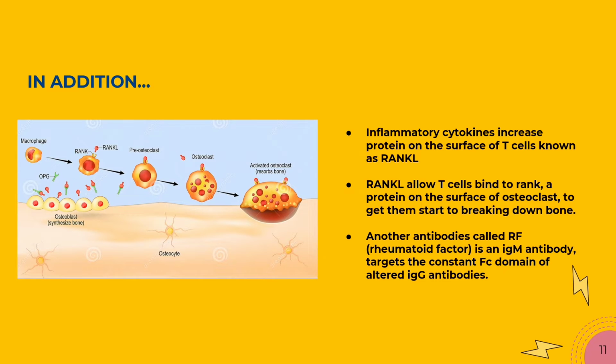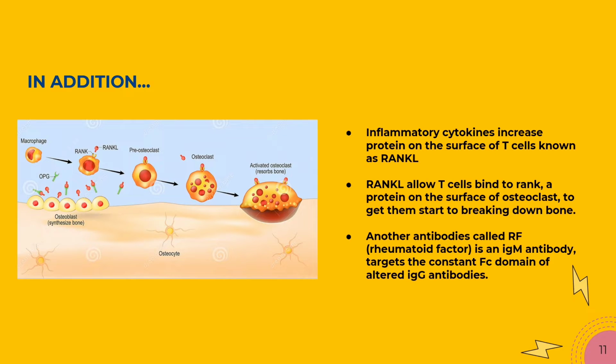In addition, inflammatory cytokines increase a protein on the surface of T cells, which is known as RANK-L, or receptor activator of nuclear factor kappa B ligand. RANK-L will allow the T cells to bind to RANK, which is a protein on the surface of osteoclasts, to get them to start breaking down bone.